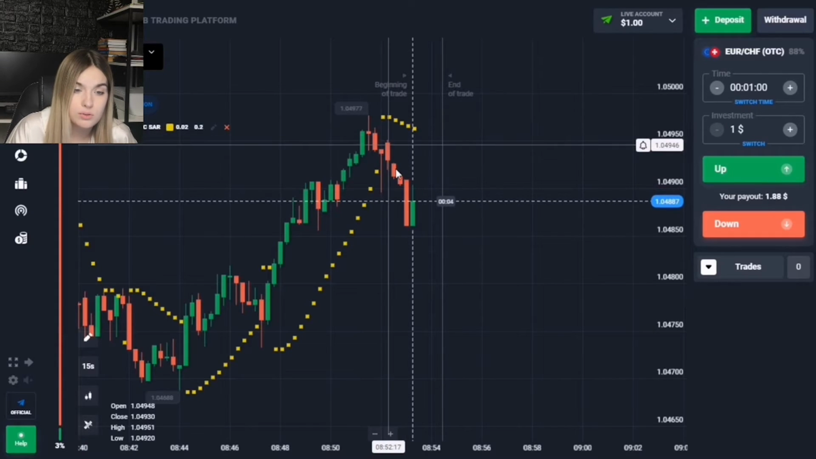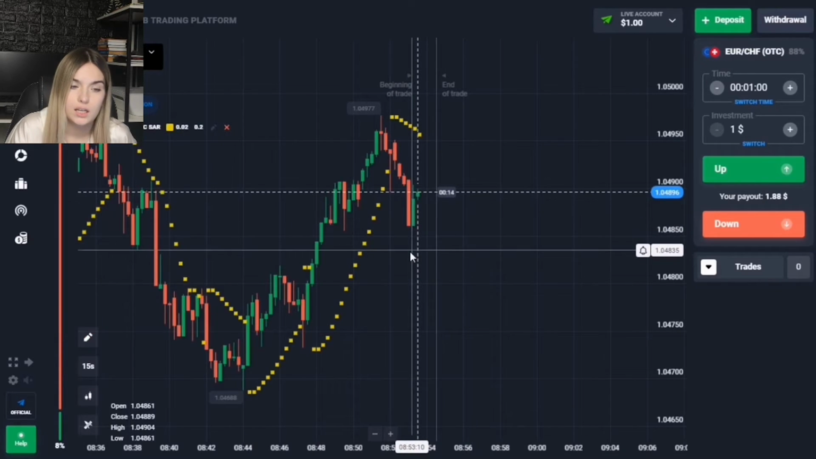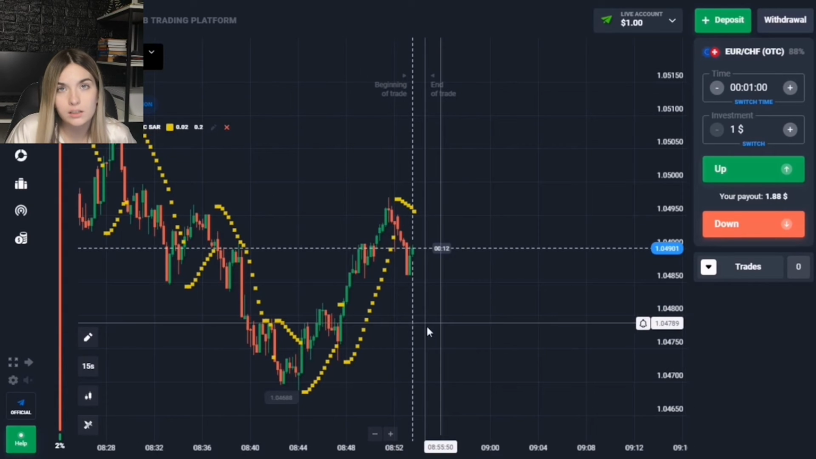So friends, let's trade today using this indicator. I will try to clearly show you how it works. Now I will find a suitable situation in the market and we will continue.